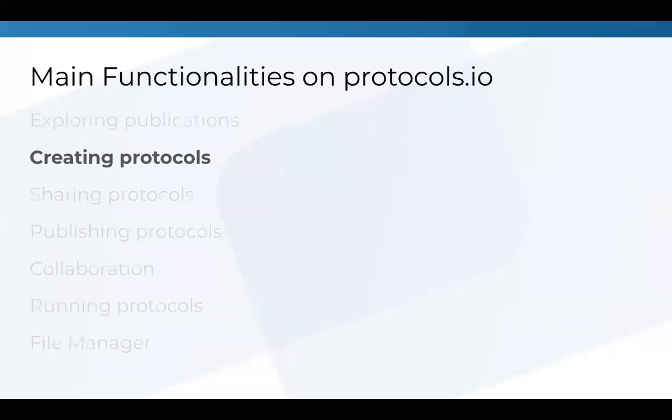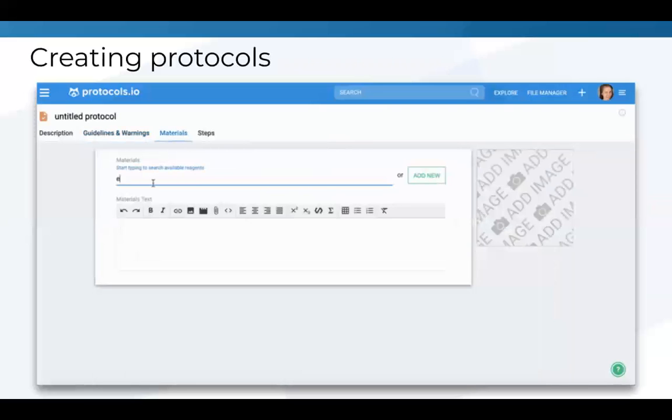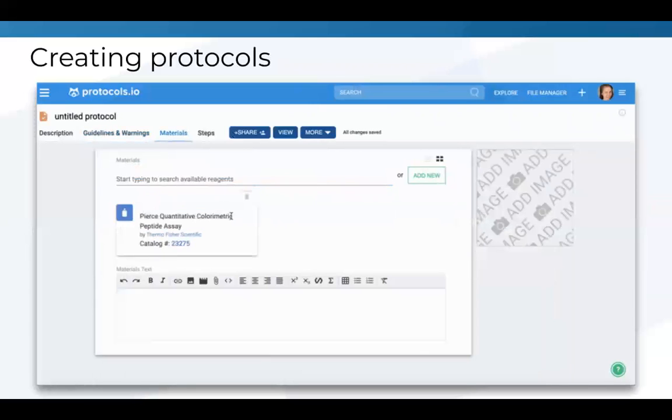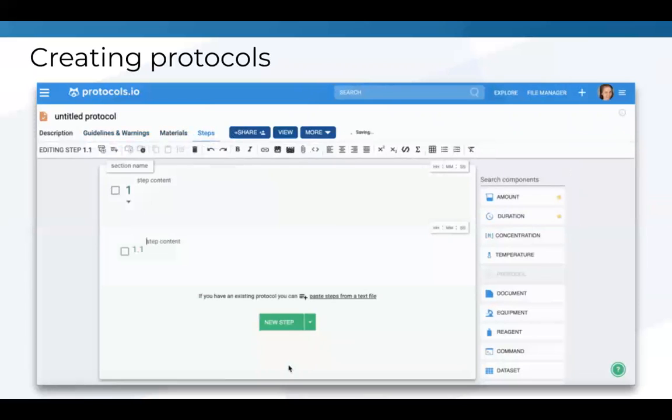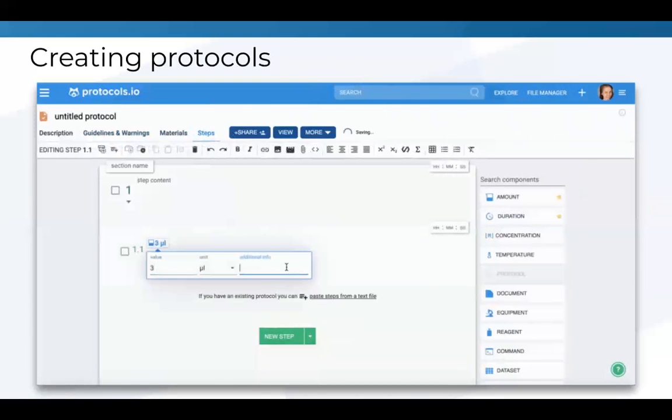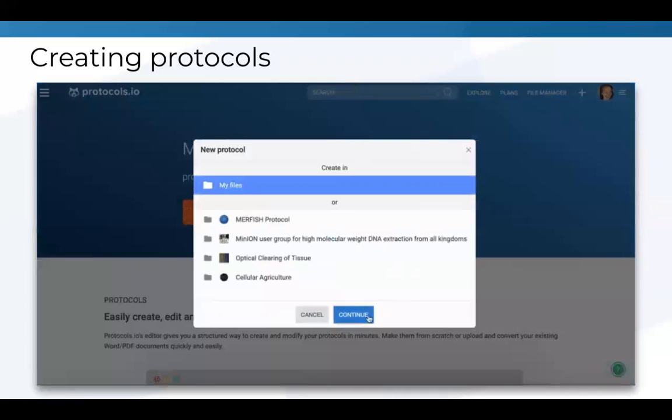So if you want to create your own protocols, it's a pretty straightforward process. You click the little plus icon on the top right corner next to your profile picture, and that brings you to our editor. The editor has a lot of details you can add. So you can add a description, guidelines and warnings, and very detailed materials.